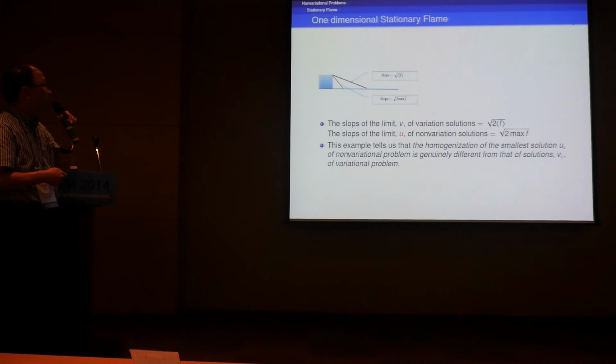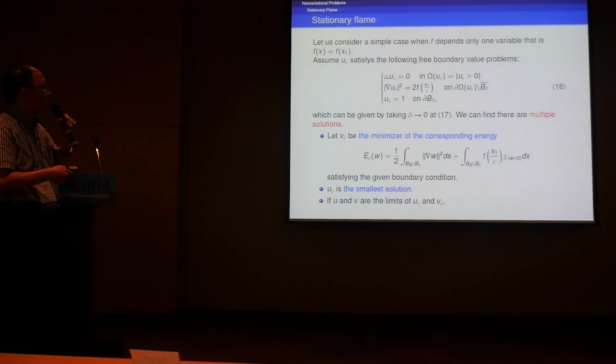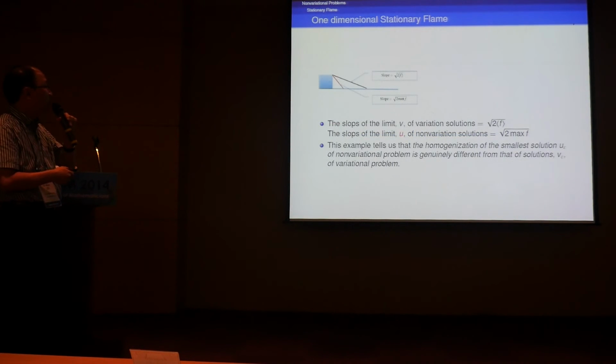So, let's think about the slopes, because this is the gradient condition under the free boundary, and if you average out, then you're going to have a constant here. So, after homogenization, you're going to have a gradient condition under the free boundary. If you look at the energy minimizer and smallest solution, you have the following limit configuration. So this is the limit of energy minimizers. Then the slope will have this one. Then as you see, this is the average of F.